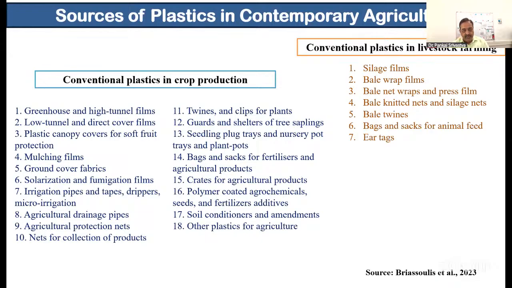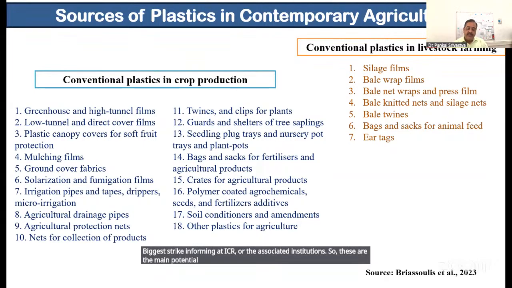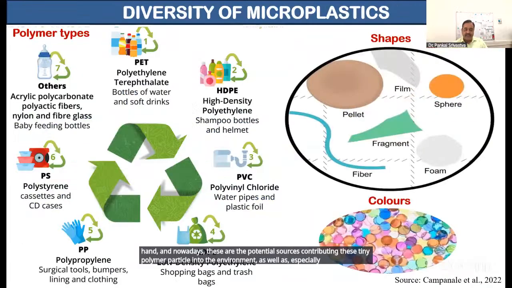I will not touch upon this because the next speaker, Dr. Arjun Singh, will elaborate at a larger length. But we have the sources of plastic in our contemporary agriculture. If we talk about crop production, if we talk about livestock farming at ICAR or the associated institutions, these are the main potential sources contributing to the success of agriculture on one hand, and nowadays these are the potential sources contributing these tiny polymer particles into the environment, especially in the agro ecosystem.